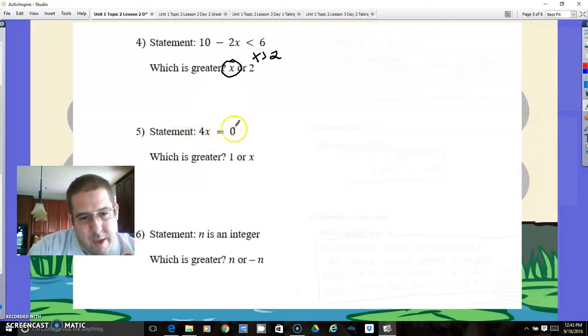4 times something equals 0. Well, that means x has to be 0. So therefore, 1 is greater because x has to be 0. It can't be anything else.